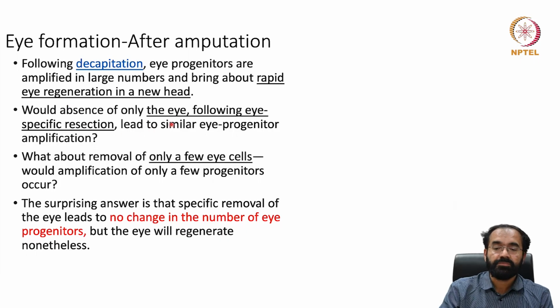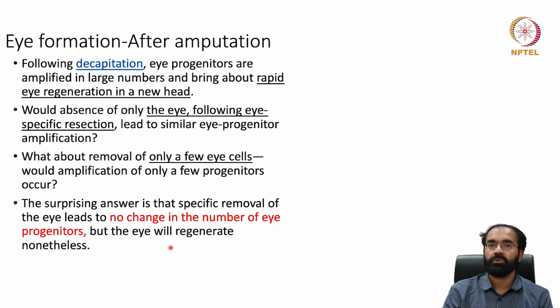Would the absence of only the eye following eye-specific resection lead to similar eye progenitor amplification? It will not. What about removal of only a few cells? Would the amplification of only a few progenitors occur? You did not remove the whole eye, you removed maybe 25% of the eye. What will happen? The surprising answer is that specific removal of the eye leads to no change in the number of eye progenitors, but the eye will regenerate nonetheless.